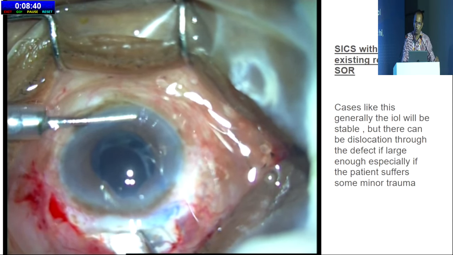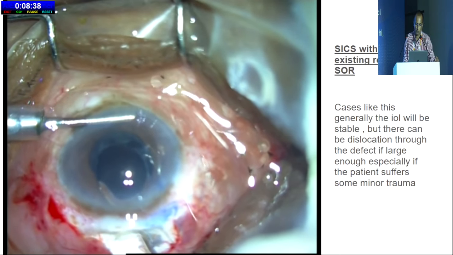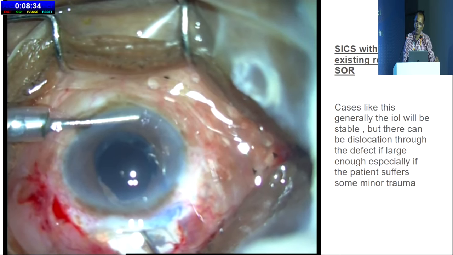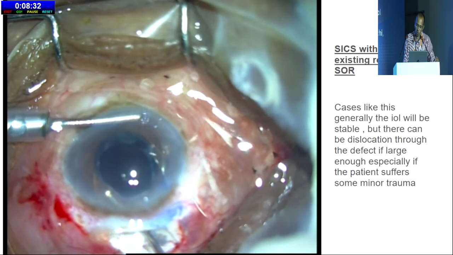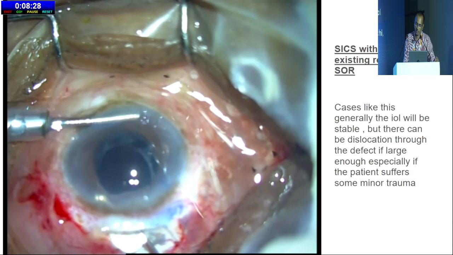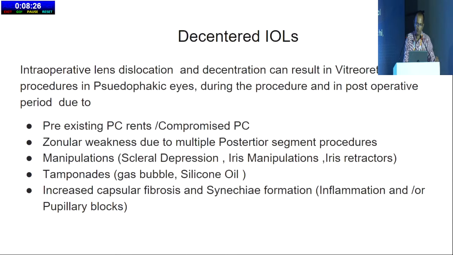So this is just to demonstrate a few cases of how the posterior capsule can be fibrous and opacified because of the presence of the oil, and how frequently we need to manage such cases in the postoperative period.